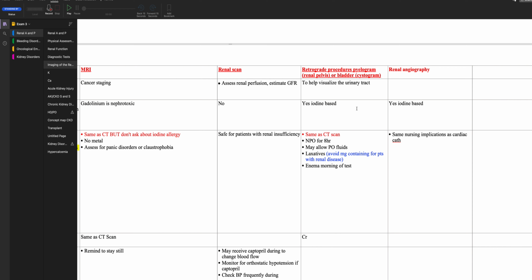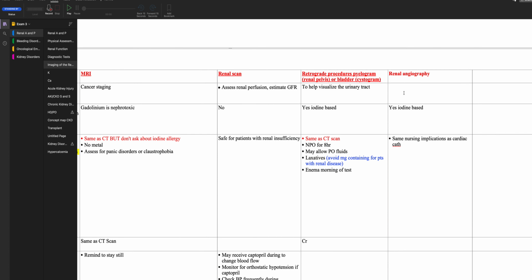And then with the cystogram, yes, that uses contrast dye, but with the cystogram, you don't have to worry about it being toxic because it's not absorbed. They just infuse it through the bladder and take the imaging, and then the patient points it out. Renal angiography, yes, it's iodine based, so you follow all the same nursing implications of a CAT scan, and then all the nursing implications as a cardiac cath, because they go in through the femoral artery.